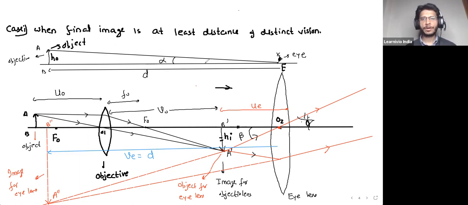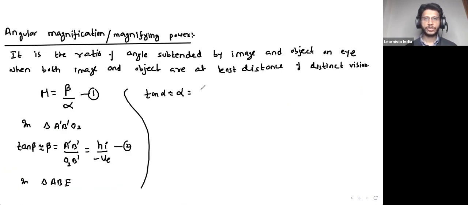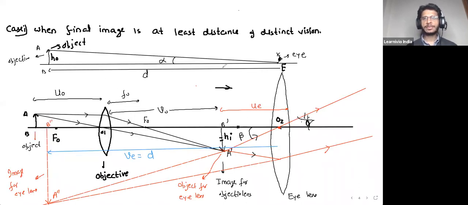How much is tan alpha? Yes, it's AB by EB. How much is AB? That's the object distance. How much is EB? It's minus D. See, this is minus D. Here to here, it's minus D. You're moving in a direction opposite to that of light. This is the direction of light.